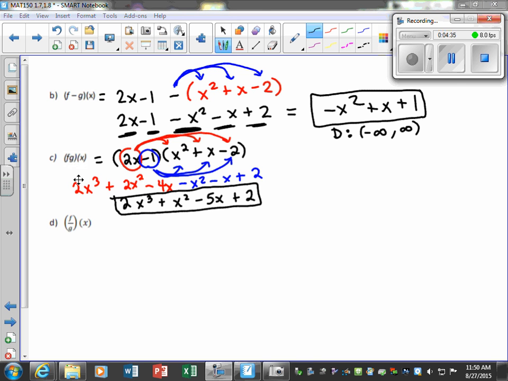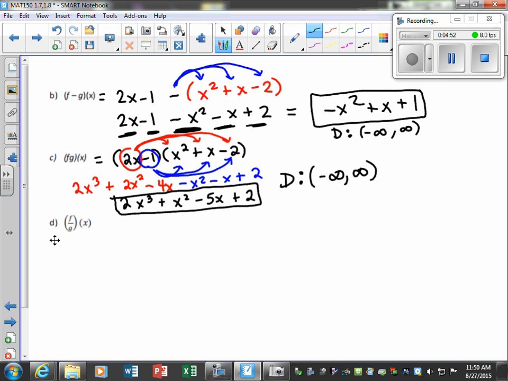Okay, so after multiplying these out and then adding like terms, we get this answer, and now we need to determine the domain, which is, it's a polynomial, so yes, once again, our domain is negative infinity to positive infinity.